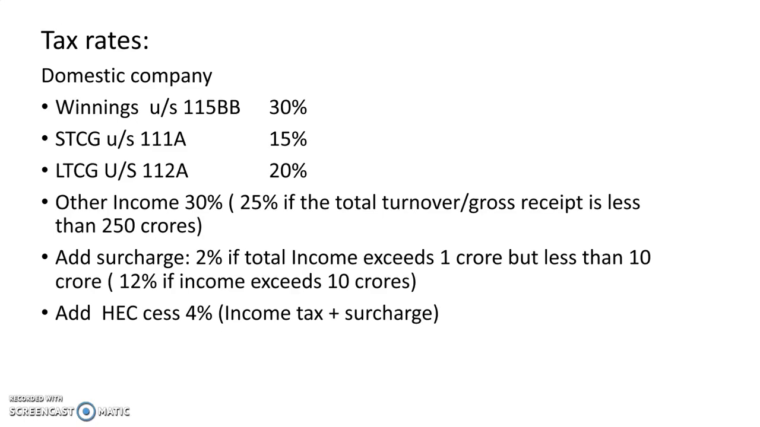After applying all these tax rates, you take the total of the tax amount, and for that you add the surcharge. In case of surcharge, 2% is the surcharge if the total income or taxable income of the company exceeds 1 crore but is less than 10 crore. If it is less than 10 crore and more than 1 crore, the surcharge leviable is 2%. Then you take the total of tax amount plus surcharge and apply the education cess of 4%. So these are the tax rates applicable for the company.